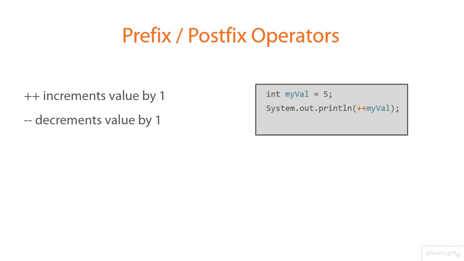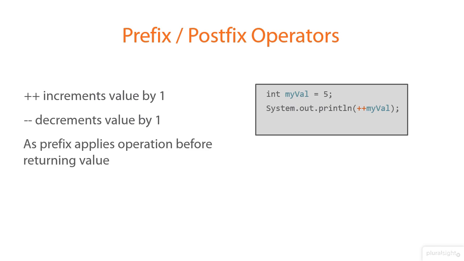that's the increment operator. Because the plus plus is before the variable, that's a prefix, which means that the operation is actually applied before we get the value back. So the result of this print statement is actually 6. The 5 was incremented, so we printed out 6. If I print myval again, it's still 6.